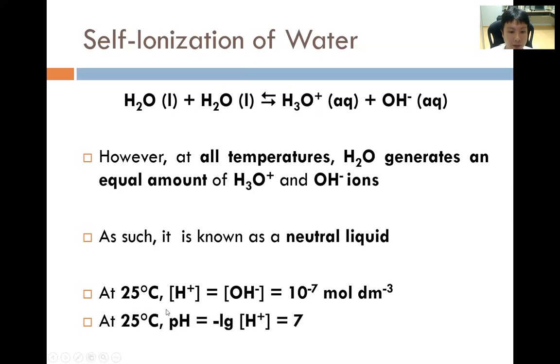So at 25 degrees Celsius, the concentration of H+ and OH- is 10 to the power of -7, and the pH is 7, as we very commonly know for the pH of neutral water.